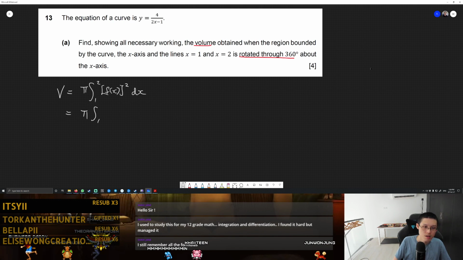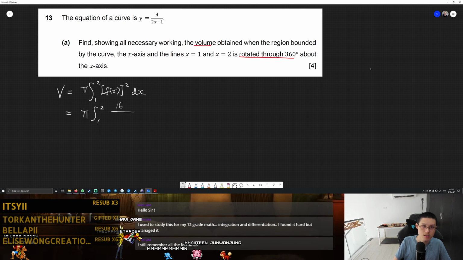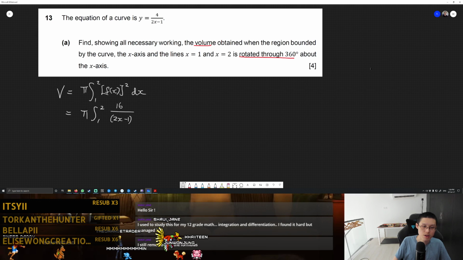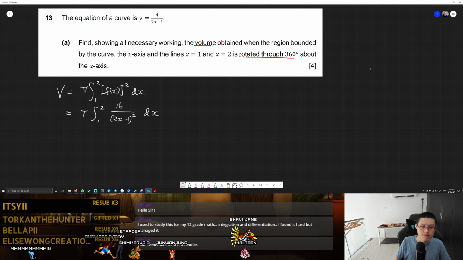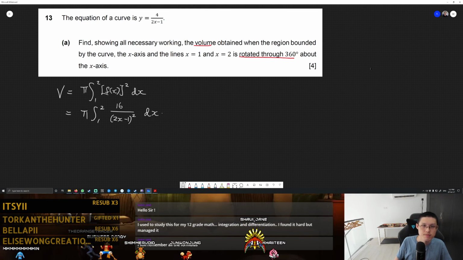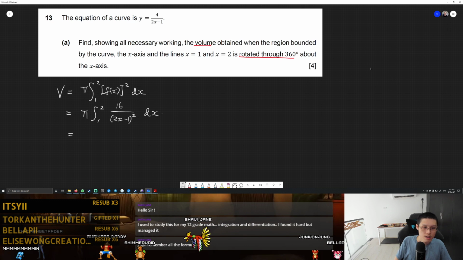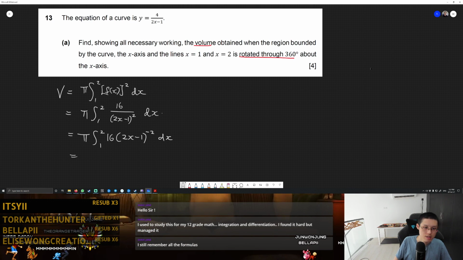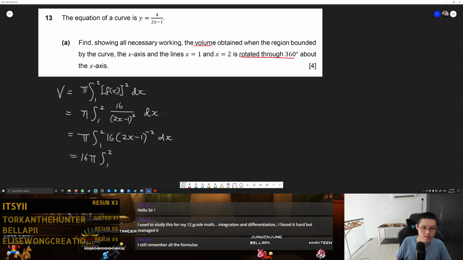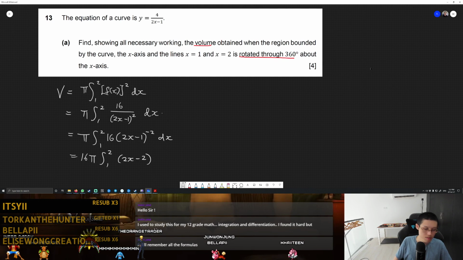So, what is our function? Our function is 4 over 2x minus 1. So when you square this, you will get 16 over (2x minus 1) squared dx. Okay, and I can actually rewrite this as 16 times (2x minus 1) to the power of minus 2. I can take out the 16.